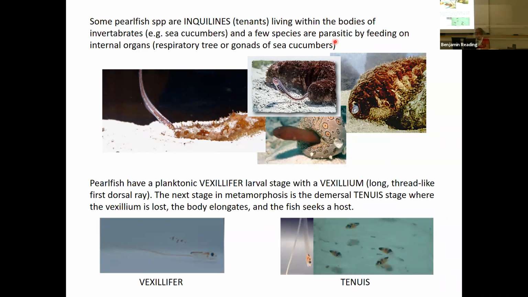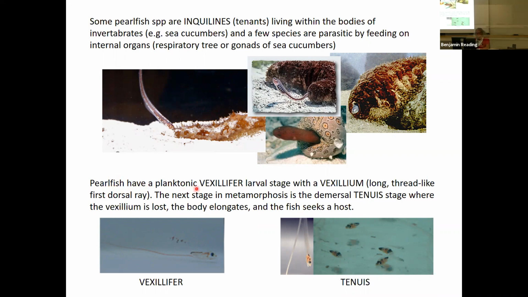A few species are parasitic. Sometimes they'll actually go inside and feed on the inside, like internal organs or the respiratory tree or the gonads. But you can see here's a pearlfish just sticking its head out. Sometimes they'll come out a little farther, but that jugular anus allows them to come out a little bit and then defecate outside of the sea cucumber. And pearlfishes do this. This behavior is called being an inquiline, or a tenant inside of another living thing.